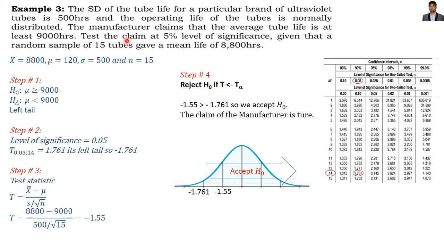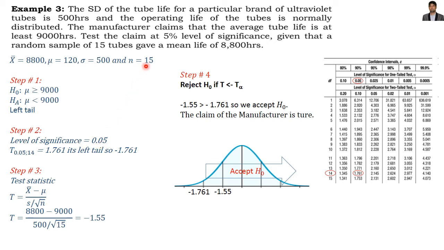So we have to test the claim at 5% level of significance. Given that a random sample of 15 tubes, now the sample size is very small, with a mean life of 8,800 hours. So this is a left tail test. Step number 2, level of significance is equal to 0.05.